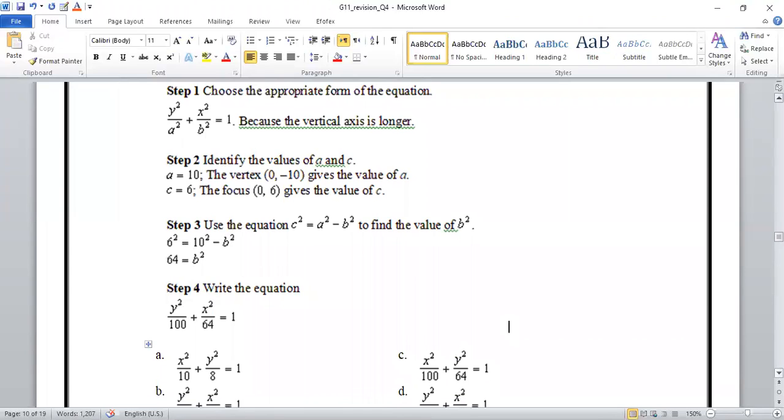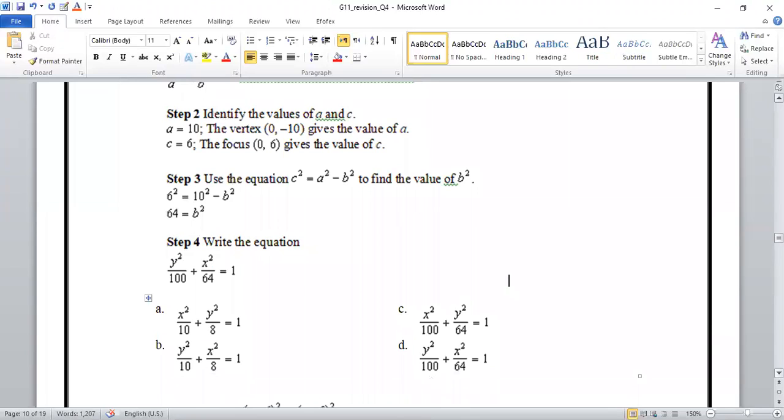The solution is number D. Sorry, y square over 100. The solution will be number D.